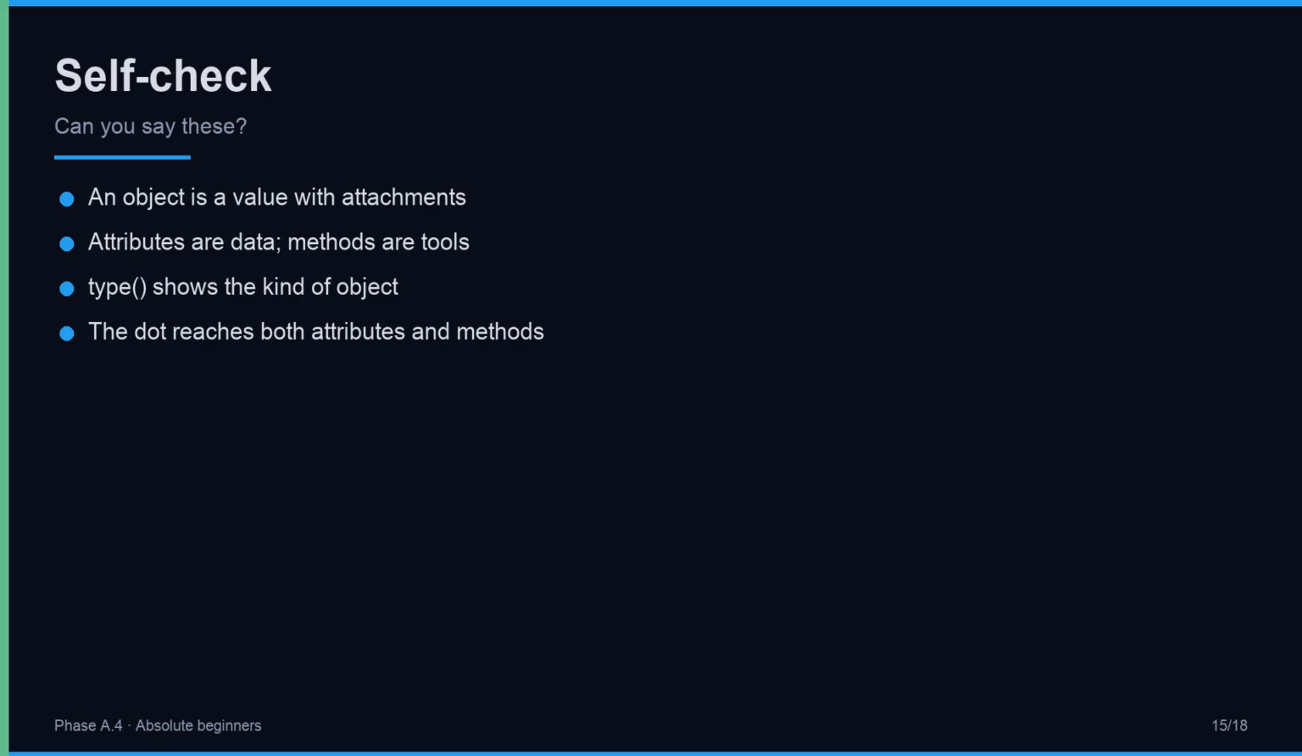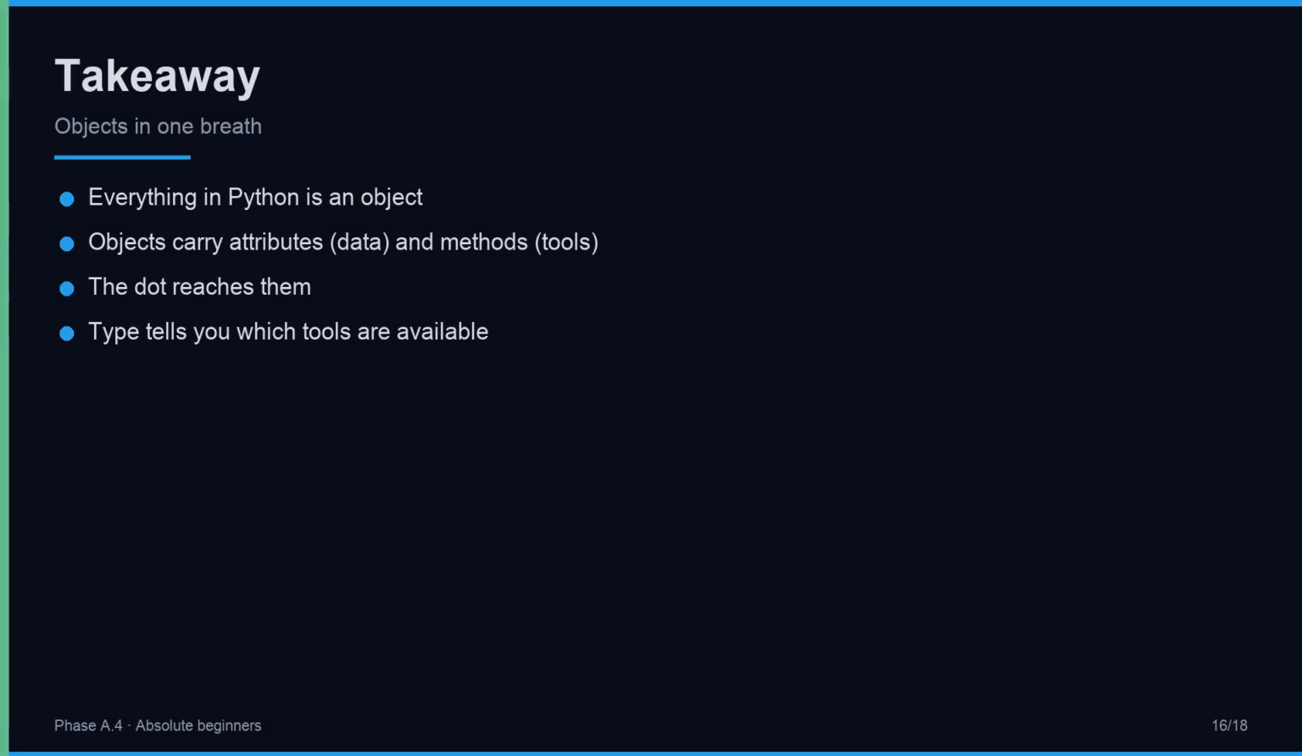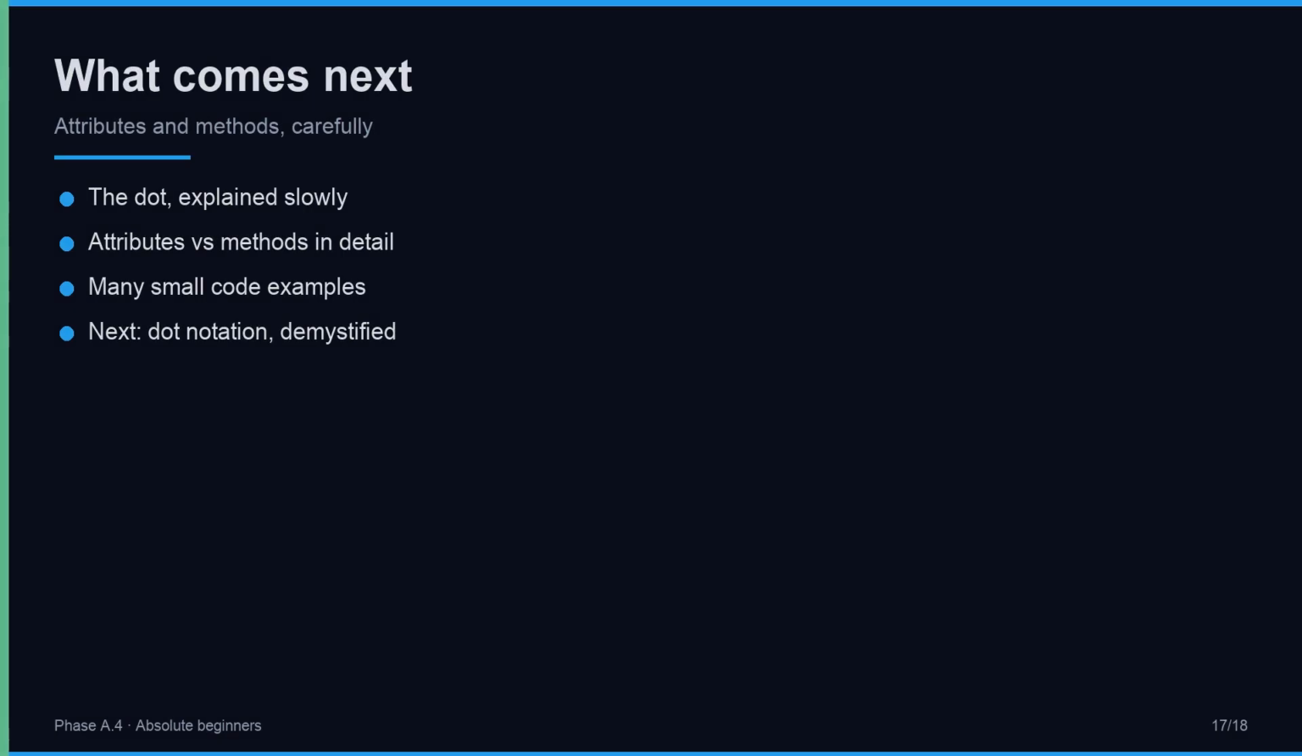Say each out loud. Everything in Python is an object. An object is a value that carries attributes, data it knows, and methods, tools it can run. You reach both with the dot. Type tells you what kind of object you have and which tools are attached. That is the whole idea. No classes, no theory, just values with tools, reached by name. Next lesson we slow down on the dot itself.